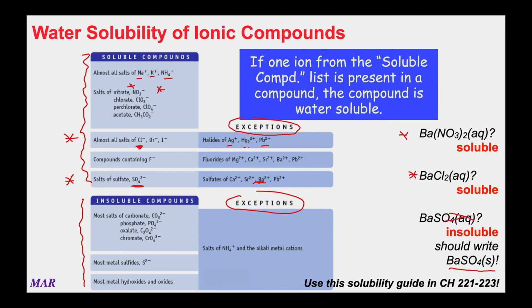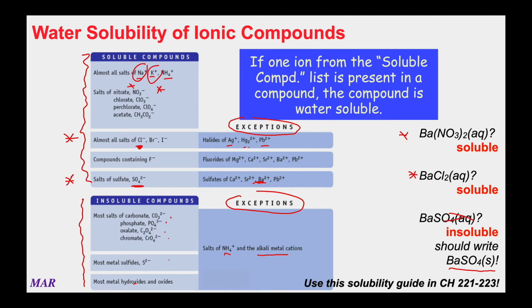Also, if you look in the lower left part, most of the big negative polyatomics, for example, carbonate and phosphate and oxalate and chromate and sulfides and hydroxides, etc., most of those are insoluble, so you'd write a little S next to them. However, ammonium and the alkali metals, which are the sodiums, potassiums, lithium, stuff like that, would be exceptions. So you can have an insoluble carbonate with most metals. However, if the metal happens to be sodium, potassium, lithium, etc., or if it happens to be ammonium, then you would write AQ next to it.